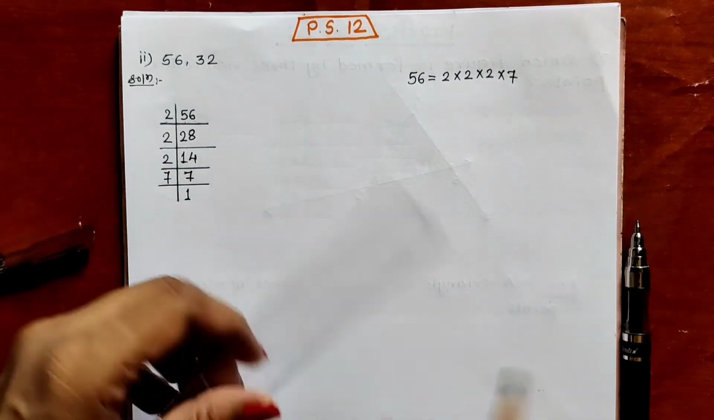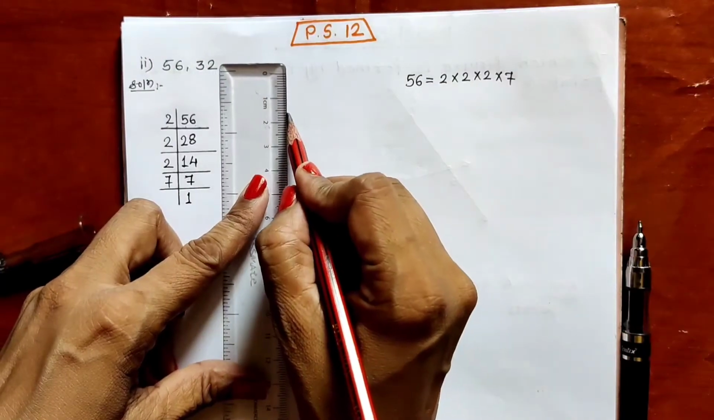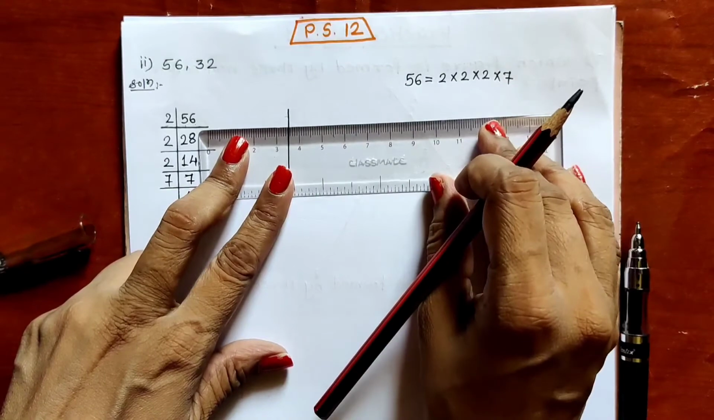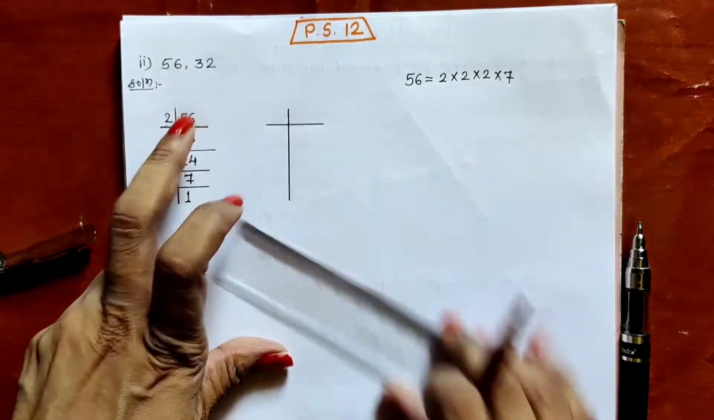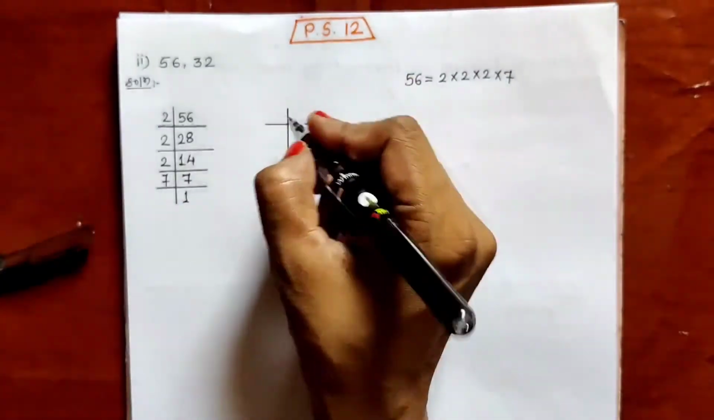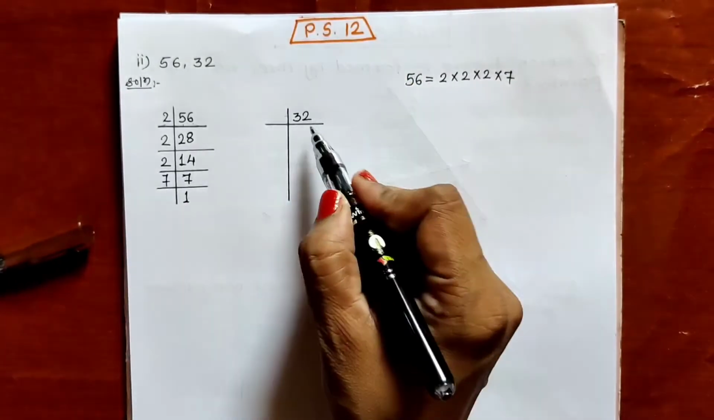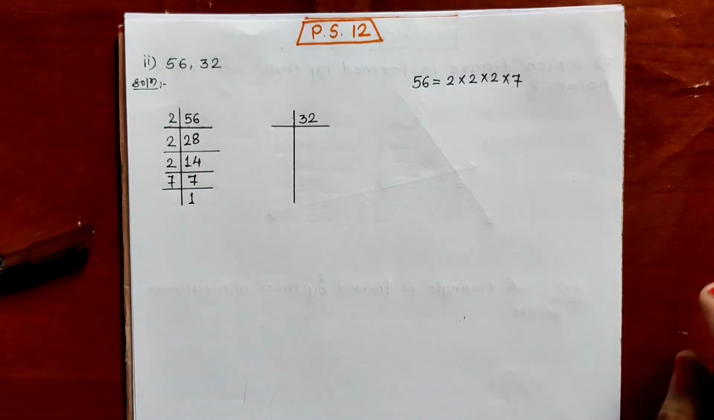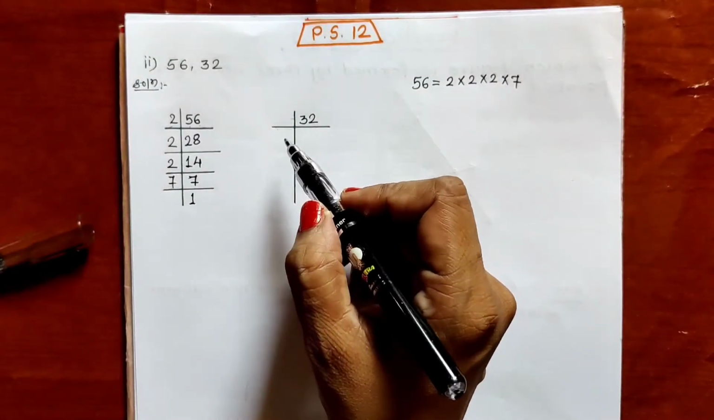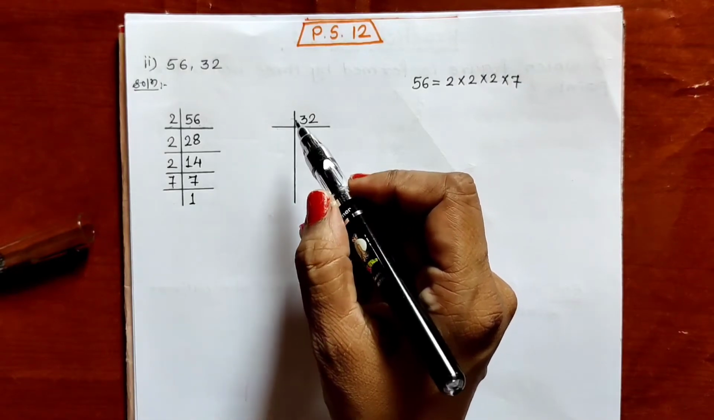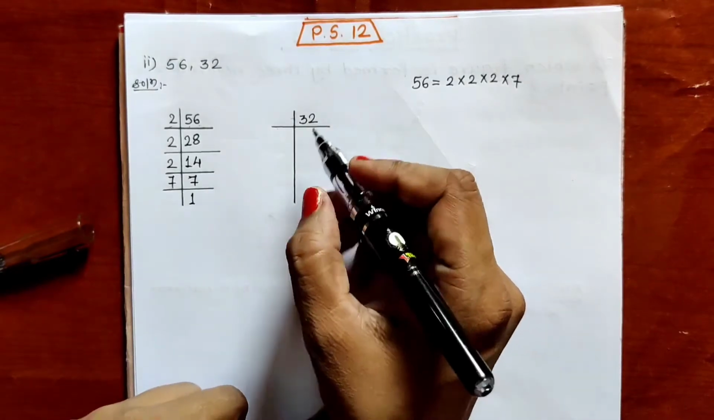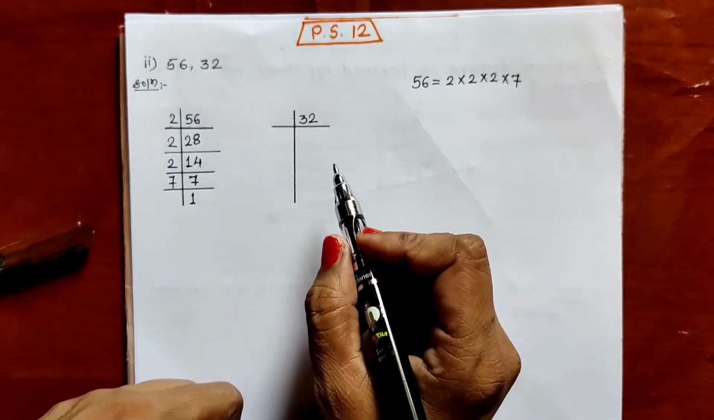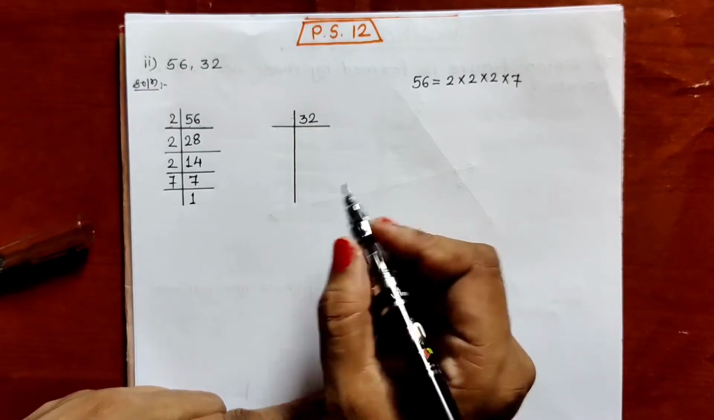Now let us find out prime factors of 32. Okay, so first we write 32 here. As 2 is in the unit place, this number is divisible by 2. So always start from 2. Always see that we should start finding the factors from 2. And if it is not divisible by 2, then go on to 3. If it is not divisible by 3, then go on to 4 and 5, like that.